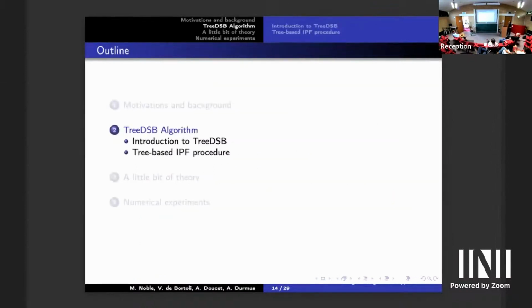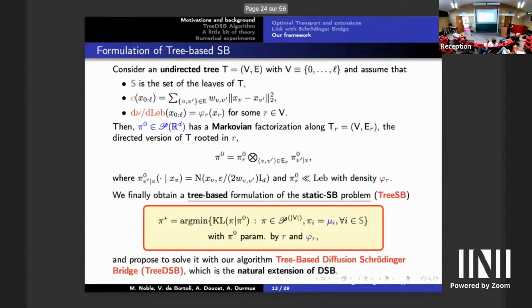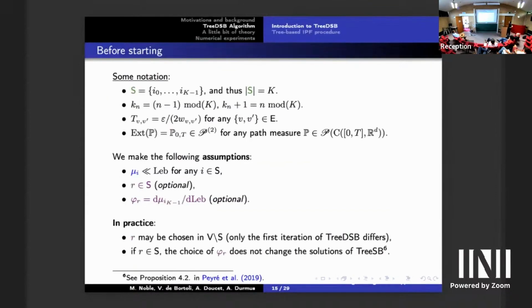So now I'm going to speak about a way to solve this problem, this formulation with constraints with a pi naught given by this. And this is called TreeDSB. So just notation: I denote K as the cardinal of S. We will see that this is kind of important. Okay, I will explain later, but the idea is to have this in mind.